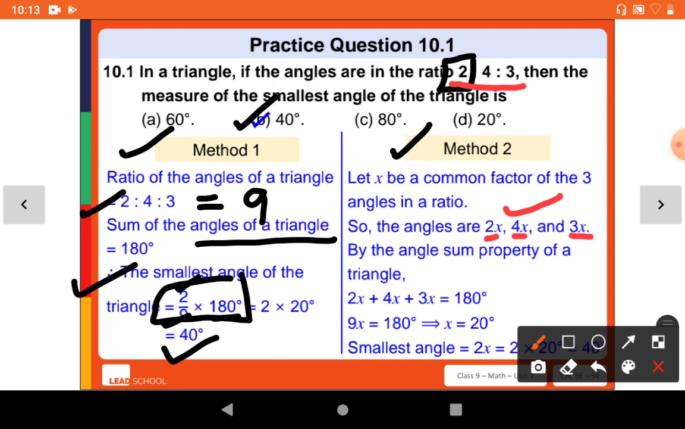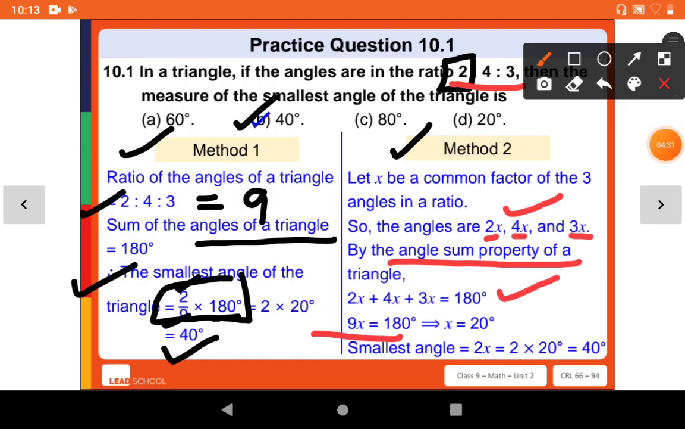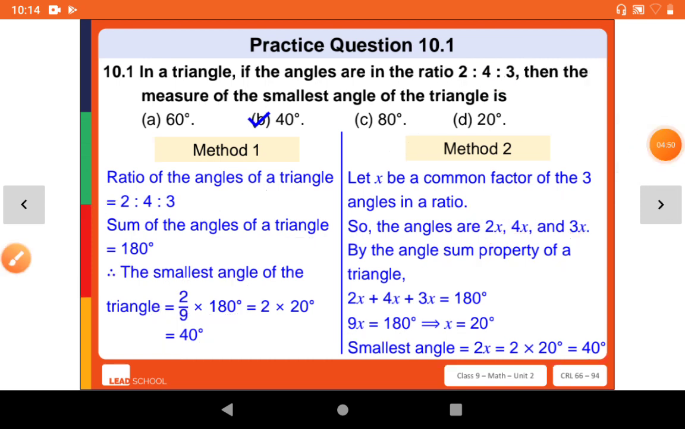Now we know by angle sum property of triangle, the sum of three angles of triangle is 180 degrees. Hence 2x plus 4x plus 3x equals to 180 degrees, and hence 9x is equals to 180 degrees. That is x equals to 20 degrees. Then smallest angle was 2x, so we put the value of x in 2x and the smallest angle is 40 degree. Whatever the method you feel convenient and easy, you can follow that method. So pause the video and note down the solution of this question.